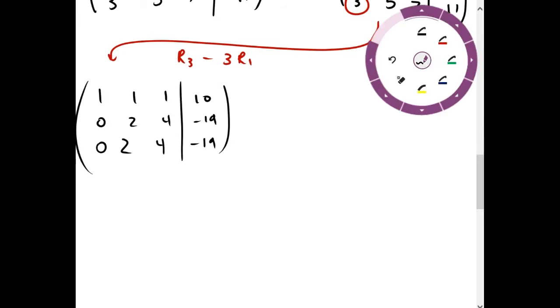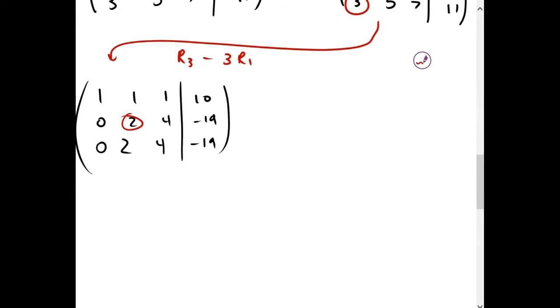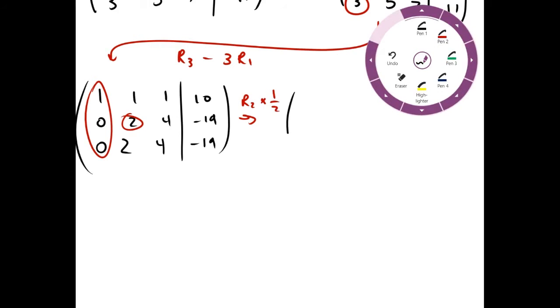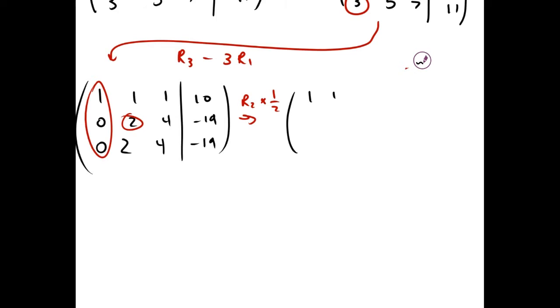So now we want to make this a 1. We're finished with this column, so I move on to this one. The way we do this is we take R2 and multiply it by 1/2. This gives us an unchanged top row, an unchanged bottom row, and our middle row is 0, 1, 2, and negative 19 halves.